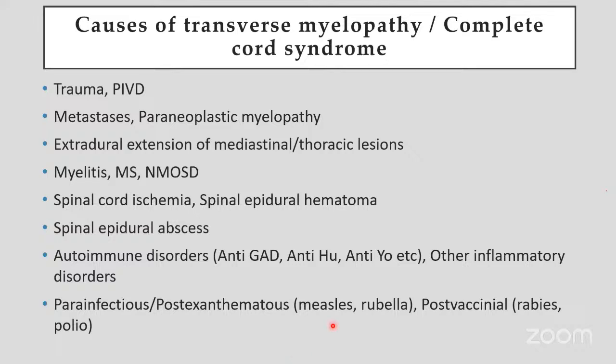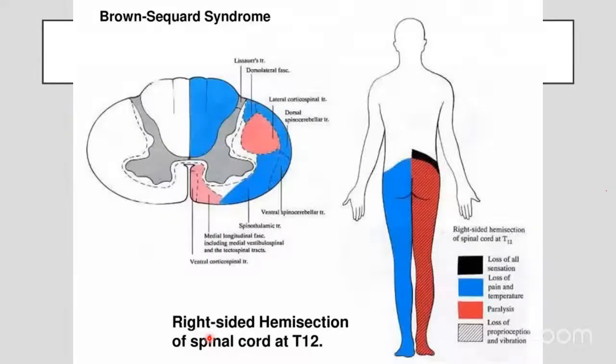Causes of transverse myelopathy or complete cord syndrome are trauma, prolapse of intervertebral discs, metastasis, paraneoplastic myelopathy, structural causes, that is extradural extension of mediastinal or thoracic lesions, myelitis, short segment, long segment, MS, NMO disorders, MOG, spinal cord ischemia, spinal epidural hematoma, spinal epidural fistula, spinal epidural abscesses, autoimmune disorders, and other inflammatory disorders. Parainfectious or post-vaccinal causes may also result in transverse myelitis.